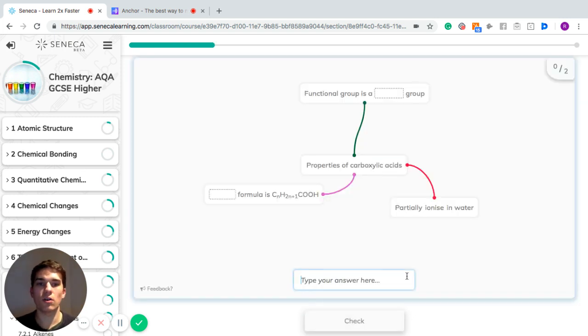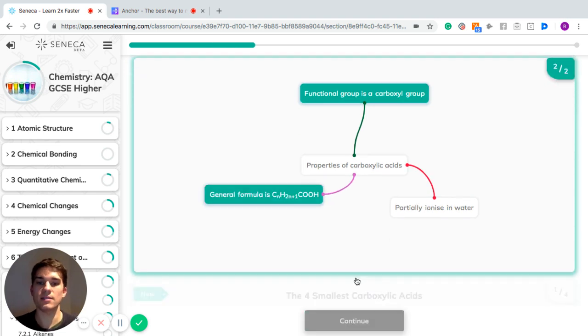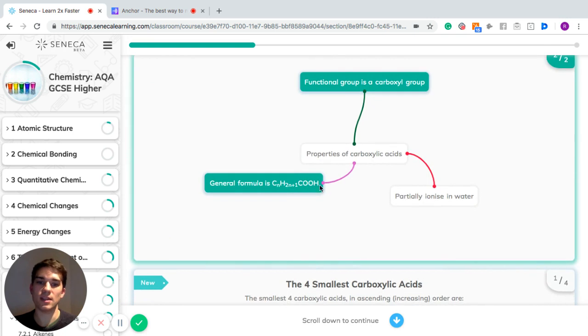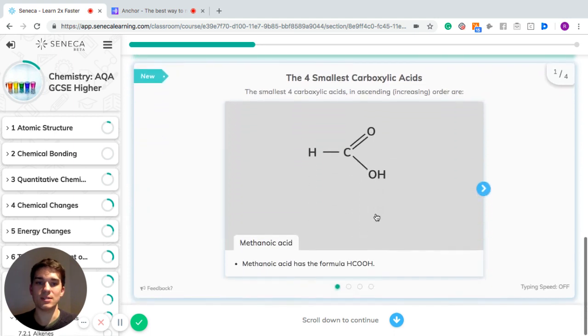The properties of the carboxylic acid. The functional group is a carboxyl group. The general formula is CnH2n+1COOH. And carboxylic acids partially ionize in water, so they're weak acids.